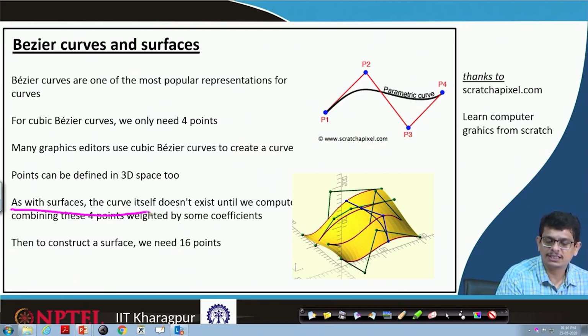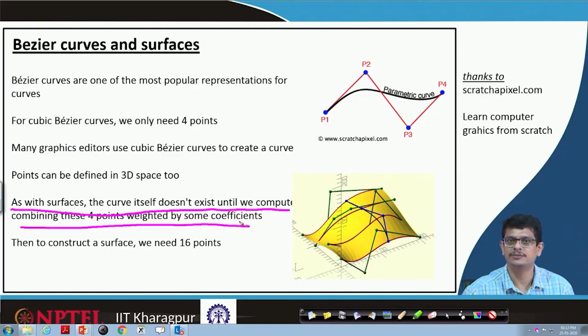As with the surfaces, the curve itself does not exist until we compute it by combining these 4 points weighted by some coefficients. So, the curve does not exist. What we have are these discrete data points, and from there we are trying to construct it.